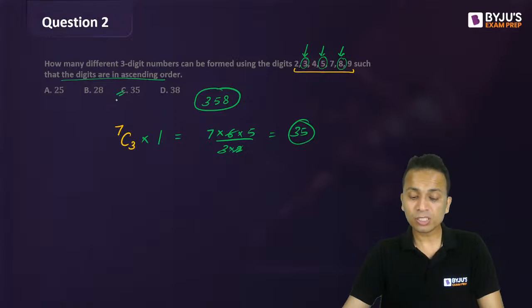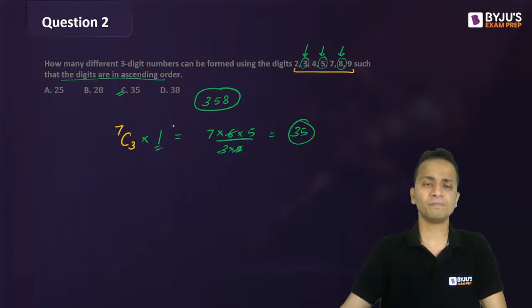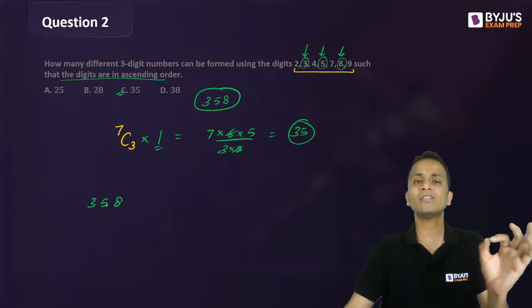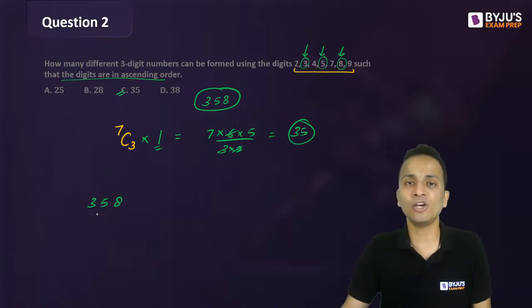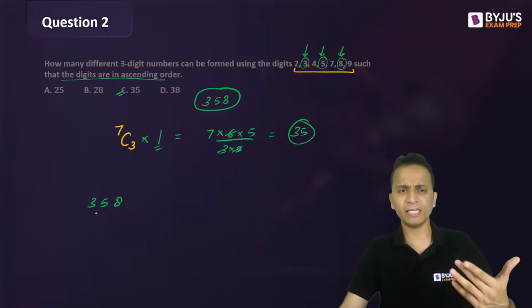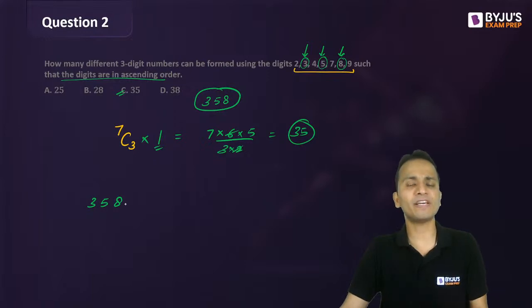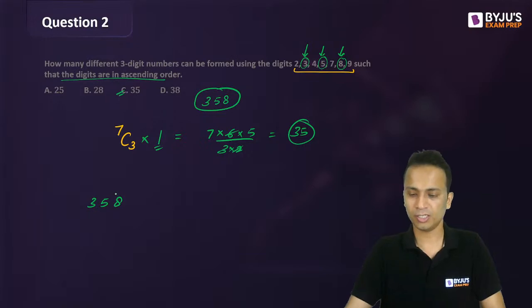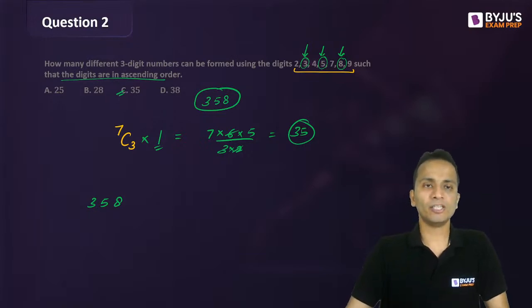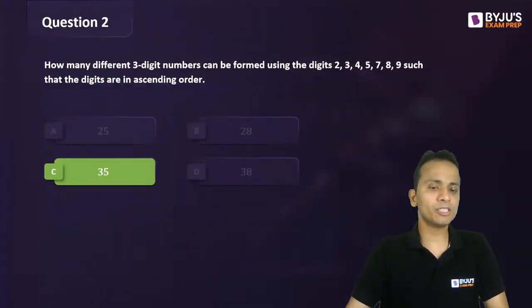I'm happy to see that most of you who have given answers have given correct ones. Now, Piyush, it will not be 3, it will be 1. So 358 will be the only number using 3, 5 and 8 in which all the digits are in ascending order. It can be made in only one way. If you shuffle 3, 5 and 8, then the digits will not be in ascending order. So the correct answer here is option C.